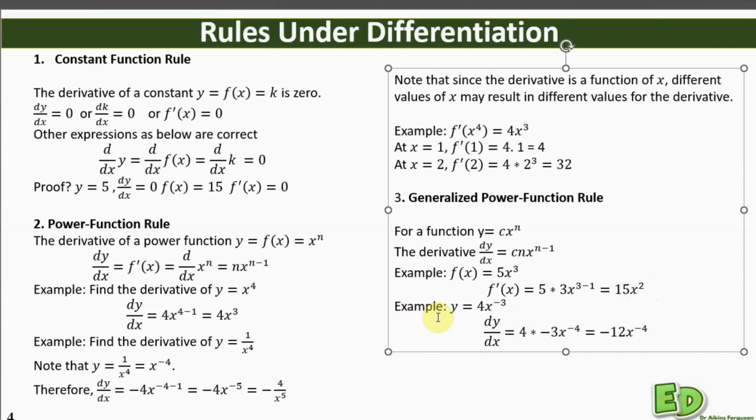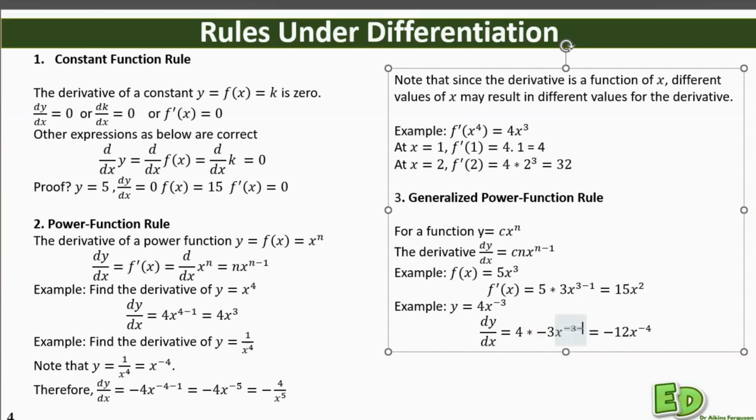This is another example under the generalized power rule, or the generalized power function rule, where we have a function, say y is equal to 4x to the power negative 3. Then the differential of this function is such that dy over dx is equal to, what do we do? We multiply this same coefficient of 4 by the power of negative 3. That will give us 4 times negative 3. Then the power is what?